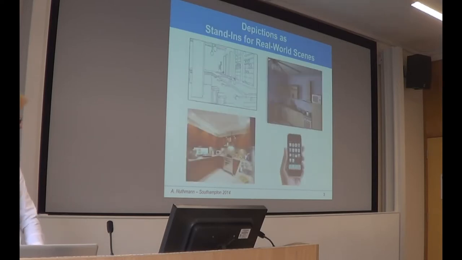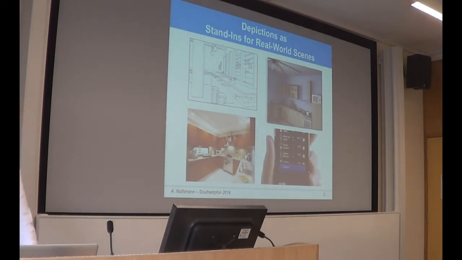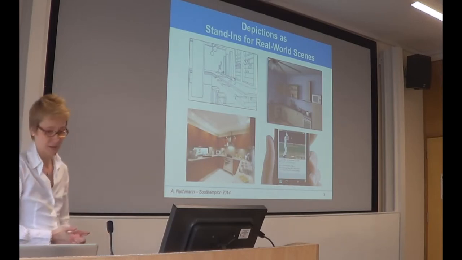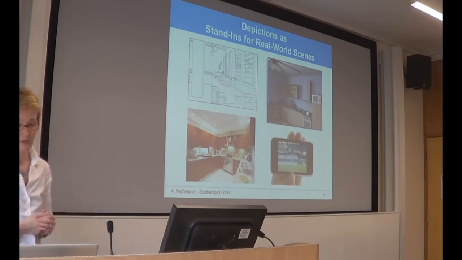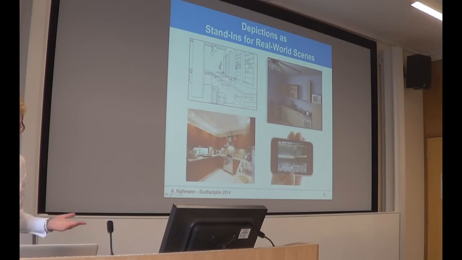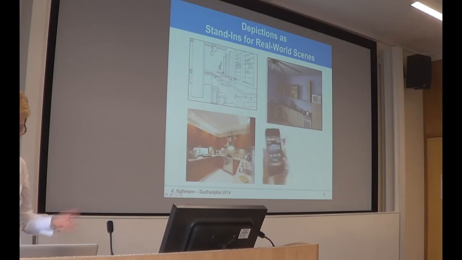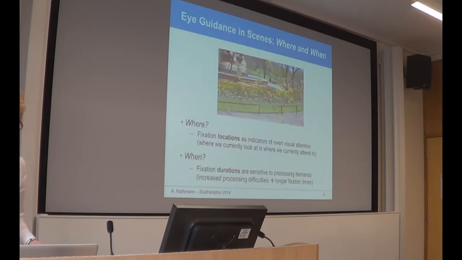For example, natural scenes. And in most instances, this research is also conducted in the laboratory, and it's based on the simplifying assumption that depictions are reasonable substitutes for real-world scenes. And we can use line drawings, computer-generated scenes, photographs of real scenes, or dynamic scenes. Okay? And right, so this is my basic slide.